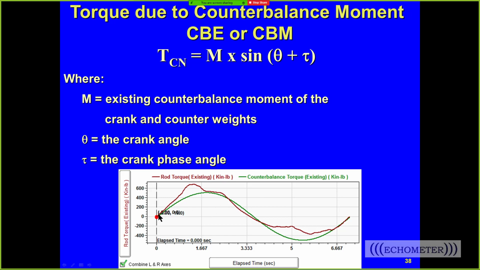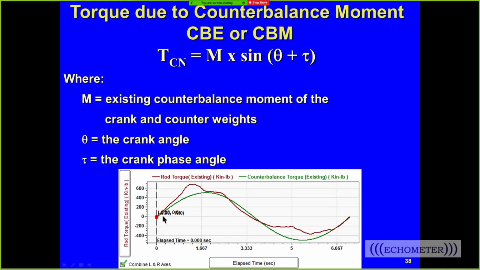So look, here is the green curve: the moment times the sine of the angle. It looks like a sine wave. Well, that's what the sine looks like. And then you need to add in the phase angle if the crank is bent or the holes aren't drilled along the axis of the crank.